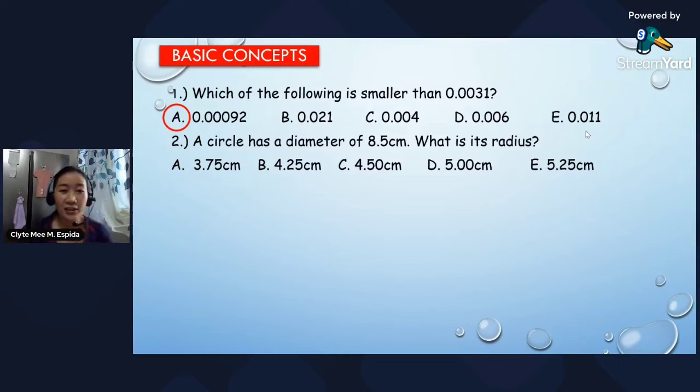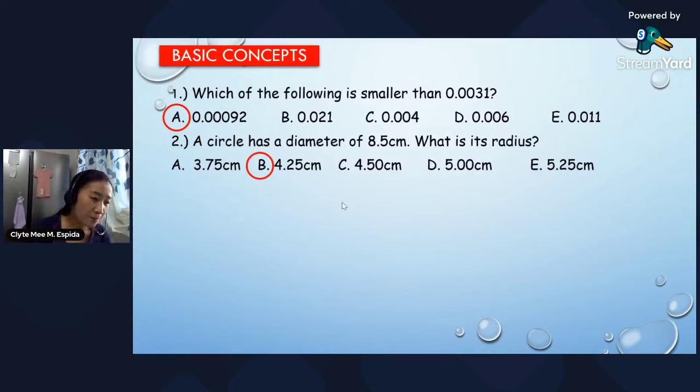Okay, I guess you know the idea between a diameter and a radius. A diameter is a line that passes through the center of the circle, while radius is from the center to one point in the circle. Always, a radius is half the diameter. Ibig sabihin po, si radius kalahati ni diameter. So if our diameter is 8.5 centimeter, we divide this by 2. So the answer is letter B.